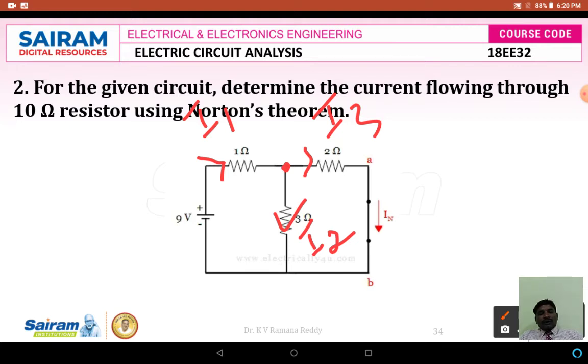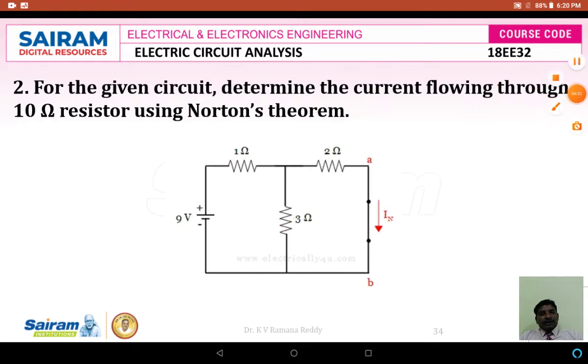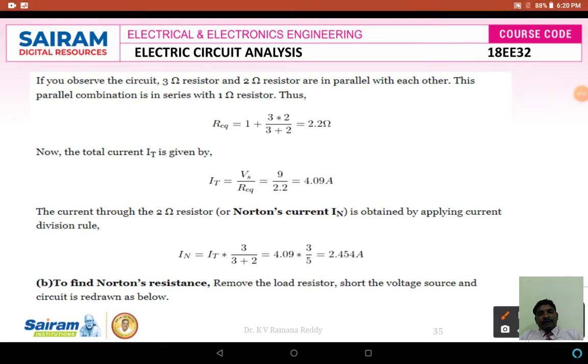According to these currents, what is the relation in these branches? 2 ohms is connected in parallel here. To find the R equivalent value, because of the different currents I3 and I2 flowing in 2 ohms and 3 ohms, 2 is parallel with 3, and again it is in series with 1 ohm. So the R equivalent value is 2 parallel with 3, that is 3 into 2 divided by 3 plus 2, plus 1.